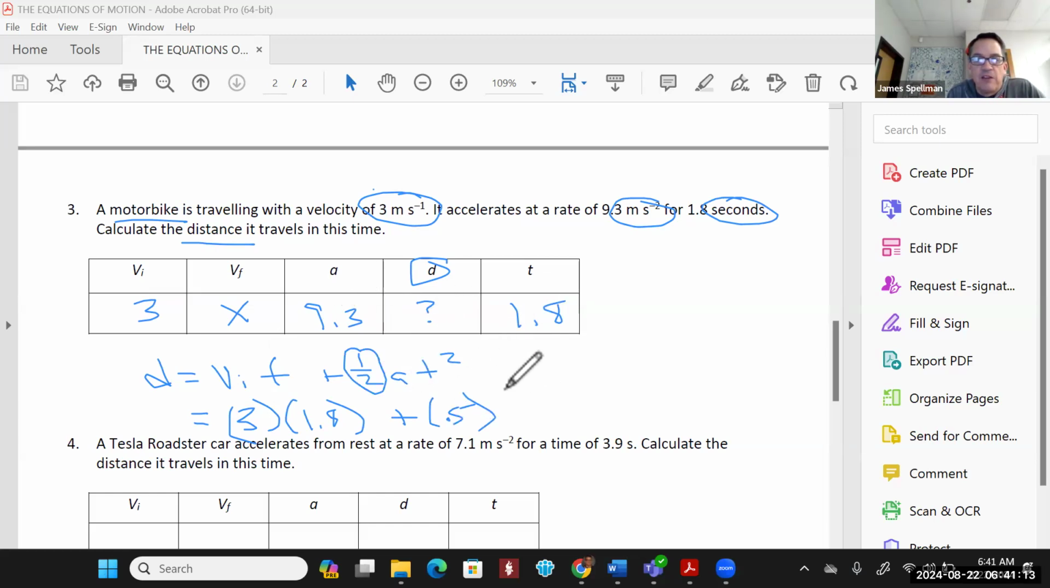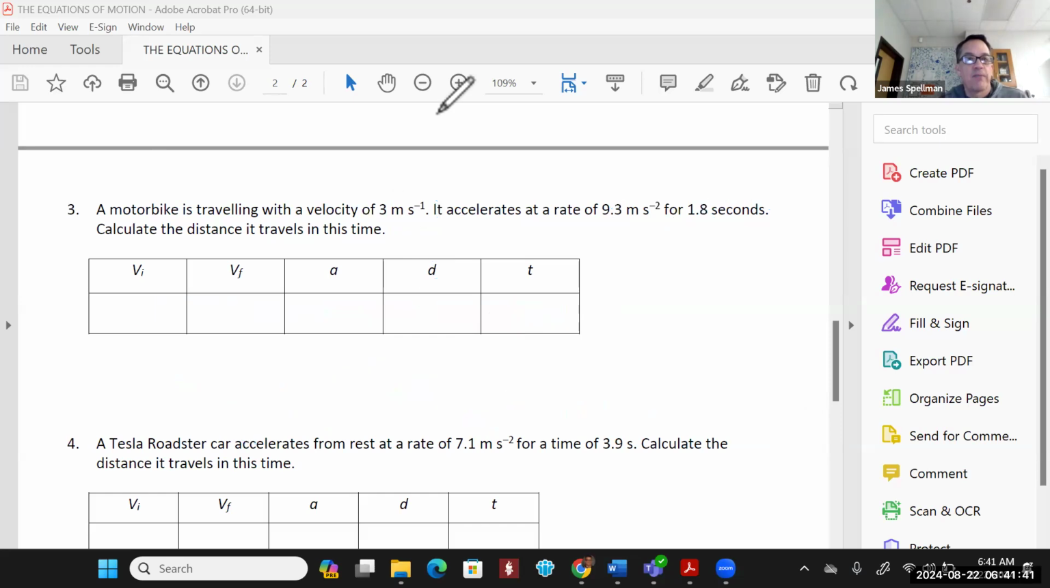And then A is 9.3. And then T is 1.8. And what people often leave off is that that has to be squared. If you put all that in your calculator, you're going to get the right answer, and you're done. Okay. So again, the main task here is listing out all the things in the problem, identifying what it is that you're trying to solve for, and then after that, doing the math.